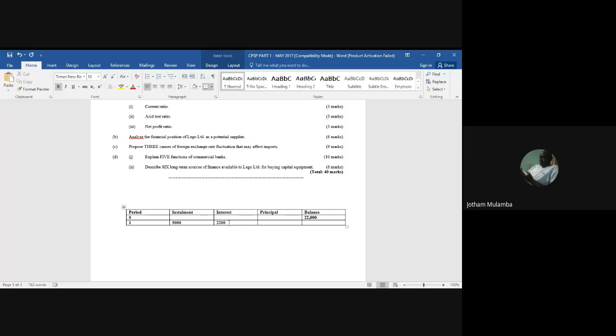Now, if you have paid 5,000 and from the 5,000, 2,200 is going to pay interest, how much money will be available for principal? 5,000 minus 2,200.